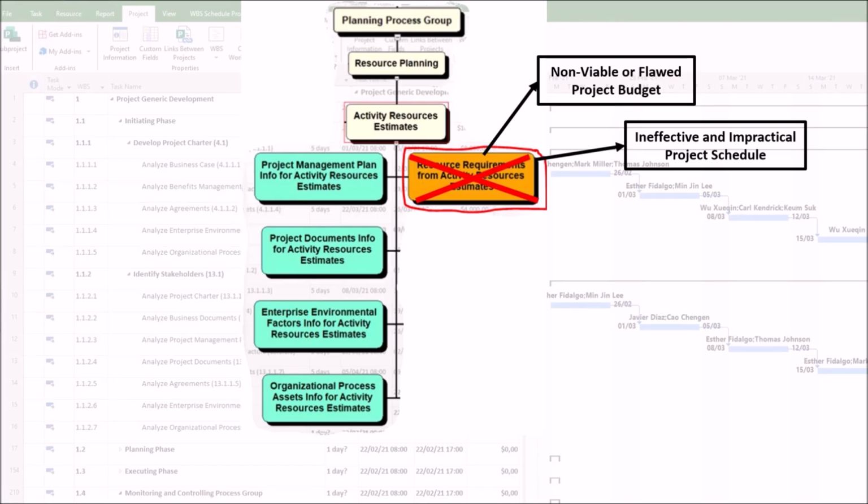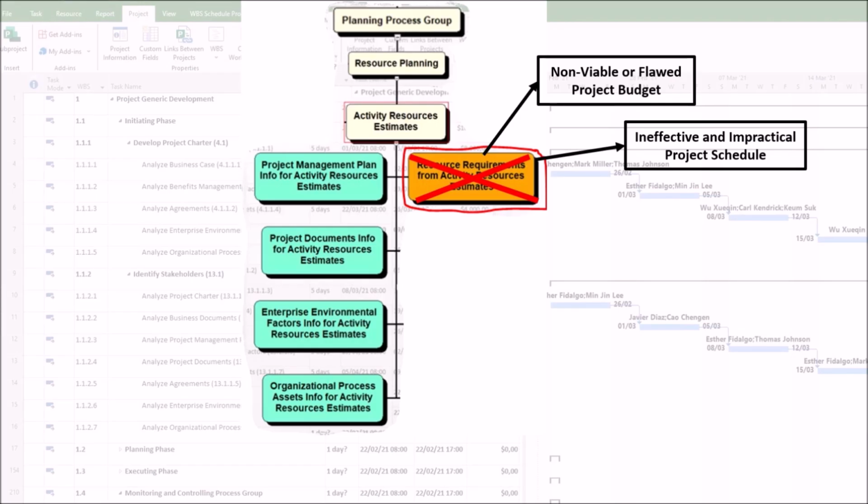2. Ineffective and impractical project schedule. Resources and the schedule are inextricably linked. Poor resource requirements lead to an unrealistic schedule as follows. First, the schedule is built assuming certain resources are available. If the required, specific resources, such as a specialized crane or a security-cleared architect, are not identified, the schedule will have impossible dependencies and deadlines, resulting in unachievable timelines.